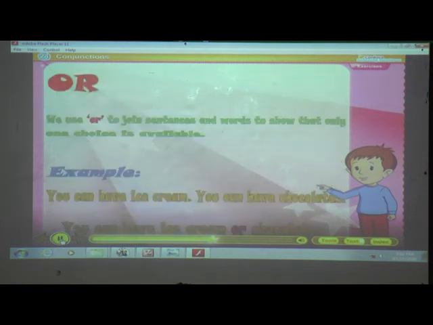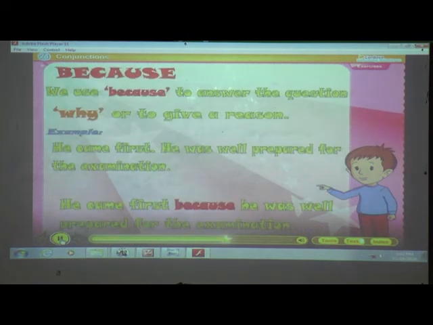Or. We use or to join sentences and words to show that only one choice is available. Example. You can have ice cream. You can have chocolates. You can have ice cream or chocolates. Because. We use because to answer the question why or to give a reason. Example. He came first. He was well prepared for the examination. He came first because he was well prepared for the examination.